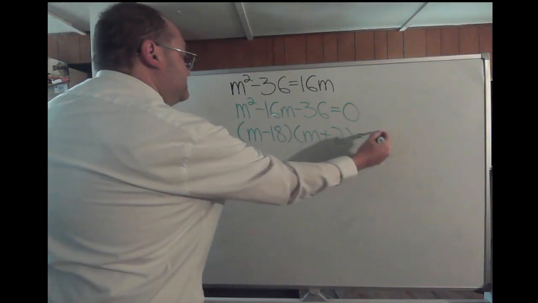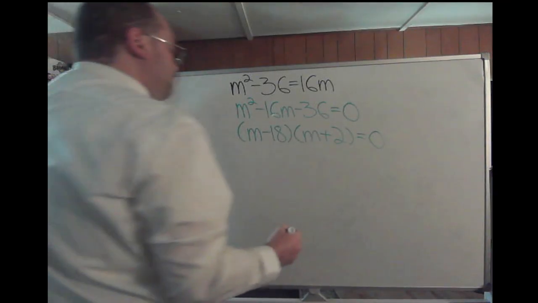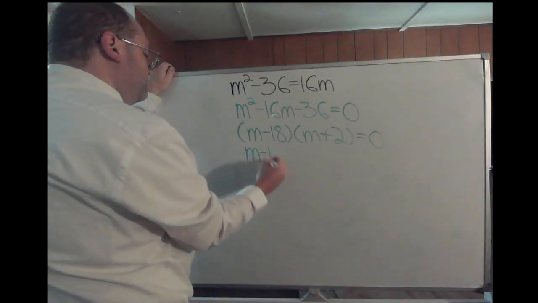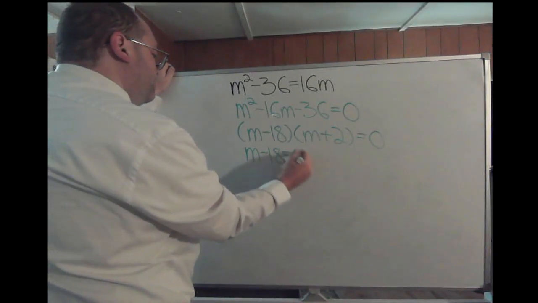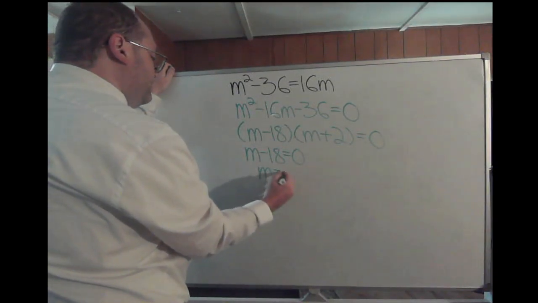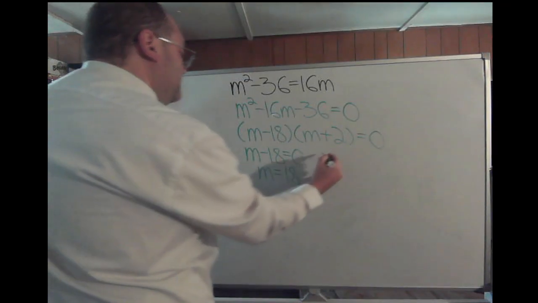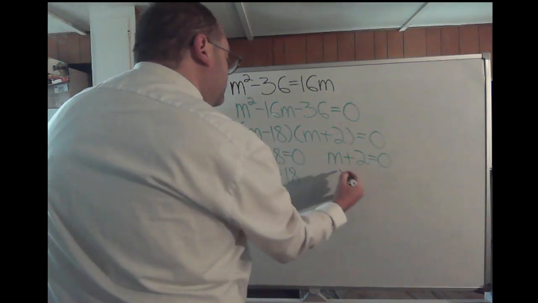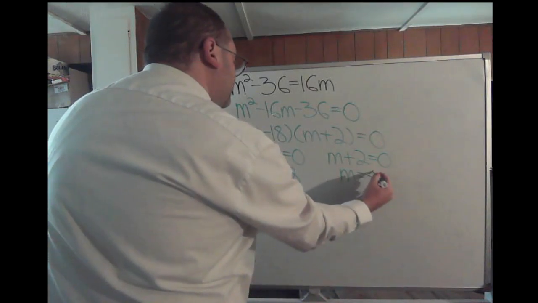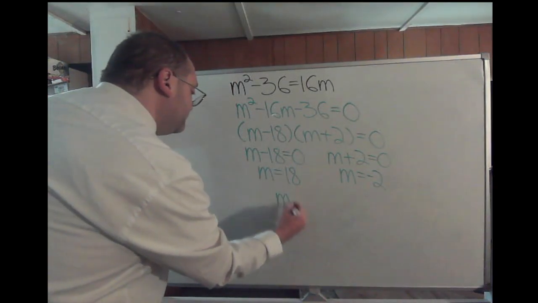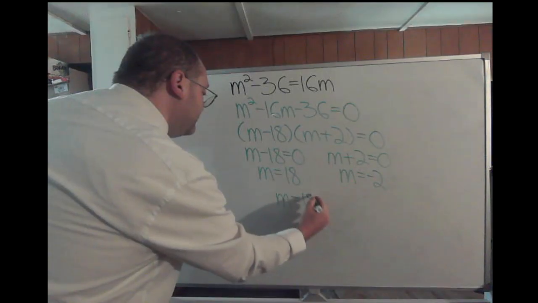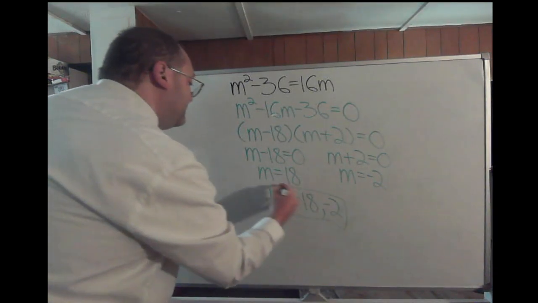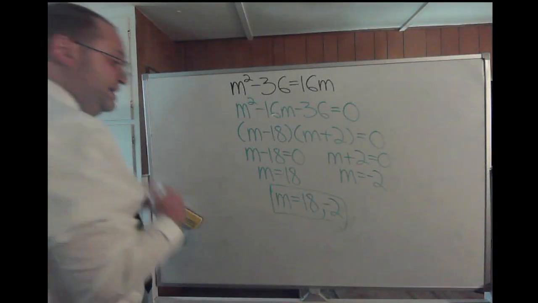Set those equal to 0. So then take each of your factors, set them equal to 0. M minus 18 equals 0, so m would equal 18. Then m plus 2 equals 0, so m would equal -2. So the values of m that you should get are positive 18 and -2. Those would be the values of m that you get, 18 and -2.